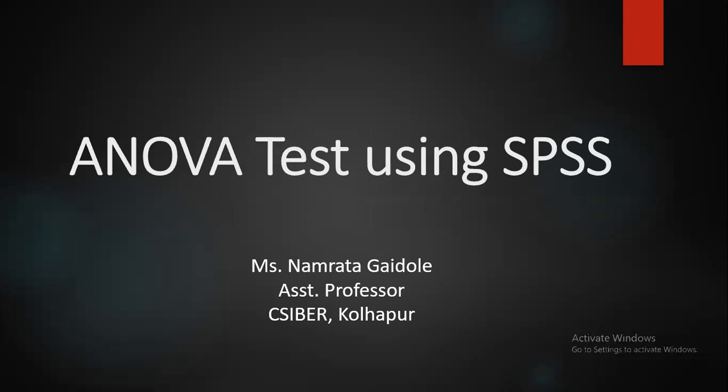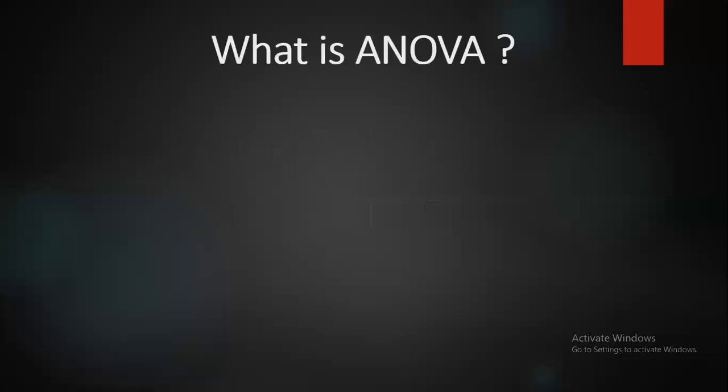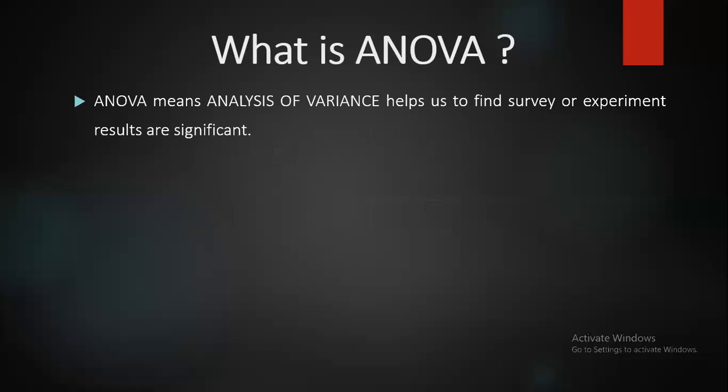So basically, using it or computing it using SPSS, let us know what is meant by this ANOVA. ANOVA means analysis of variance. That will help you to find, in any survey or experiment, whether the results are significant or not. Now, this ANOVA was put forth by Sir Ronald Fisher in 1920.